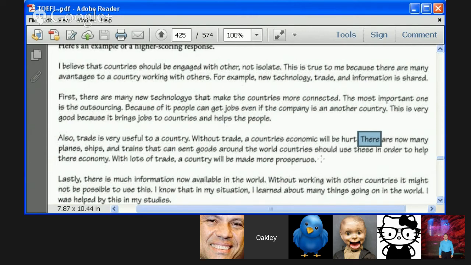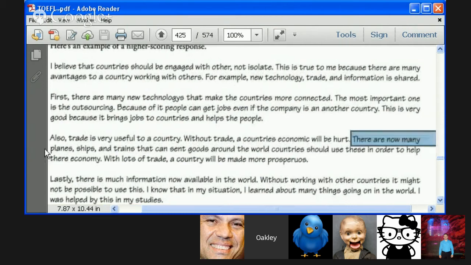Yeah, you read that exactly as he wrote it, which makes it sound funny. So, yeah, okay, great. Planes, ships, and trains that send goods around the world, countries should use these in order to help their economy. You got to write it how you speak it. Paulo gave us a great example of what's wrong with that. Okay, Paulo, what are the problems? Let's proceed slowly. There are now many planes, ships, trains. Okay, that's so far okay. That can send goods around the world. What's the problem here?